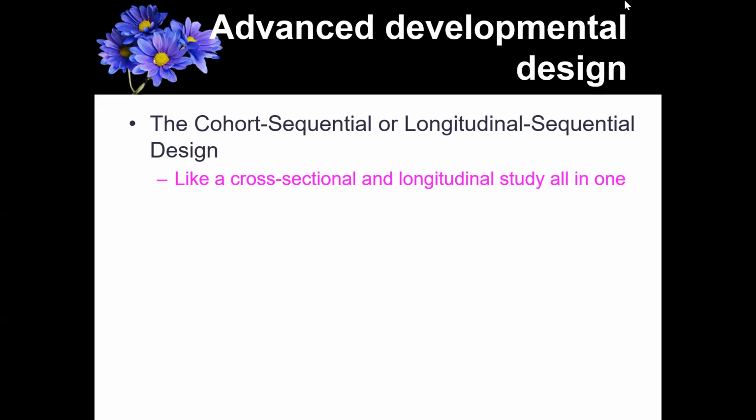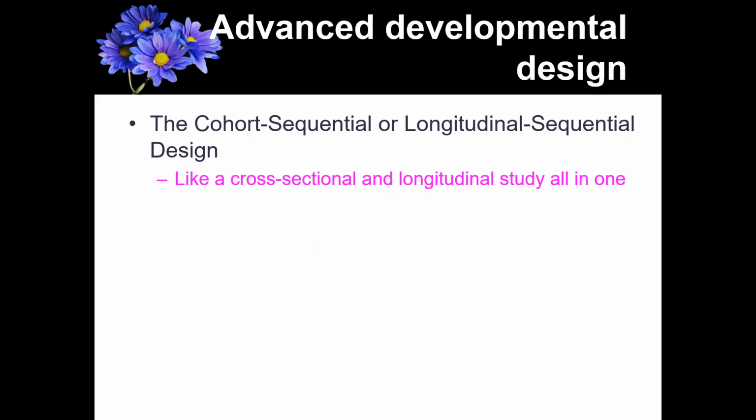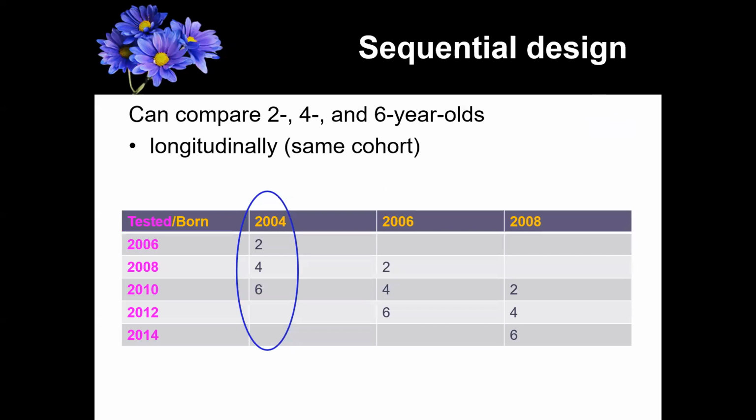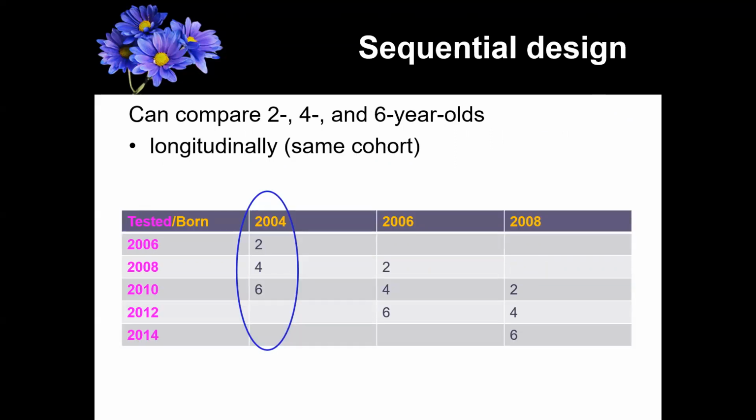The last thing you can do is known as the cohort sequential or longitudinal sequential design. This is really just combining the two techniques. Basically, you're going to run both a cross-sectional and a longitudinal study together. And you can test for, but not necessarily eliminate, cohort and time of testing effects. So if I'm looking at some sort of study, it's not an experiment because it's developmental, this would be longitudinal.